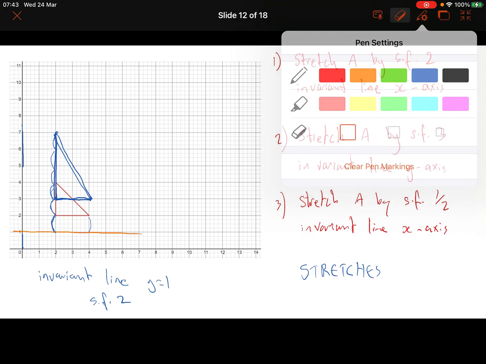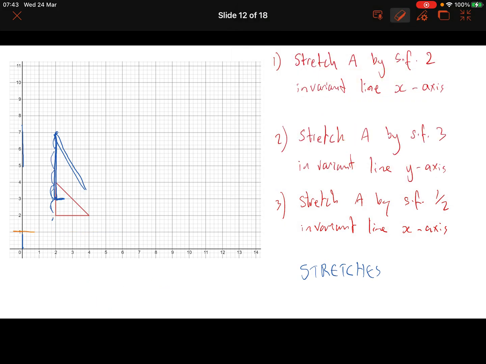And nobody said the scale factor couldn't be a fraction as well. So let's just have a look at the last one. We've got stretch A by scale factor of a half, invariant line x-axis. Okay, so let's put the x-axis in. So quite simple.